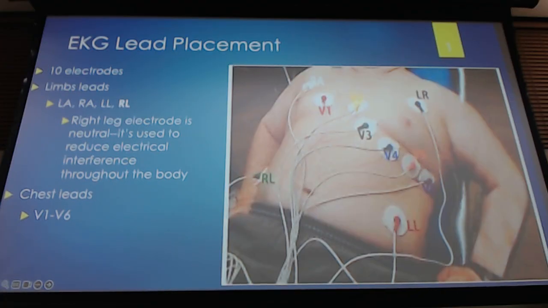And remember, we have those 10 electrodes. We have limb leads, okay, which are going to go on the limbs.